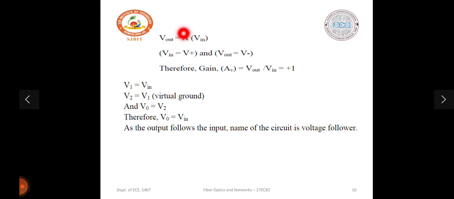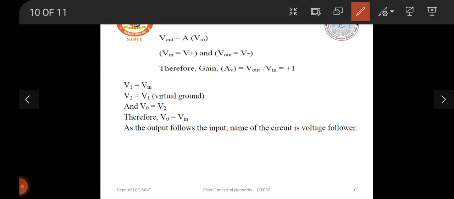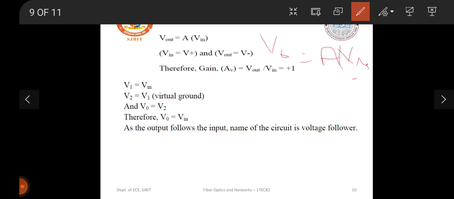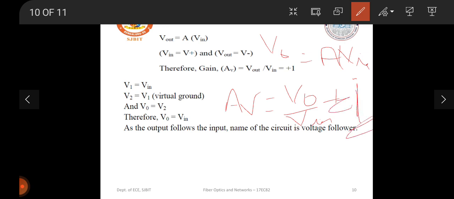Now let us see how this is possible. The output voltage expression is given by V out is equal to A into V in, that is, gain into input voltage. Now we know our V in is equal to plus V and V out is equal to plus V as well. So we get our gain AV as output by input. Substituting, plus V and plus V get cancelled and we get this as equal to 1. So the voltage follower is a circuit that always provides us unity gain.